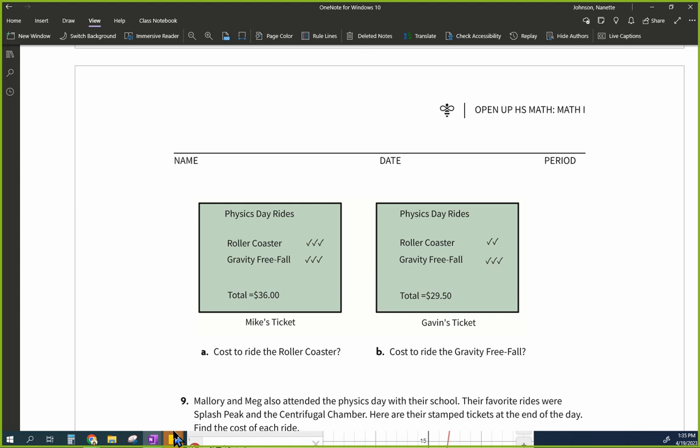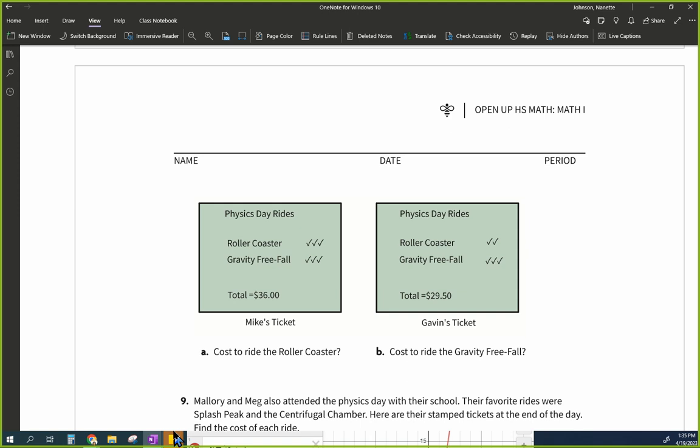Now we want to find how much it costs to ride the roller coaster once. Since he rode the ride three times, we would divide 18 by 3, which would leave us with 6. So my guess, based on my work, is $6 for the roller coaster.